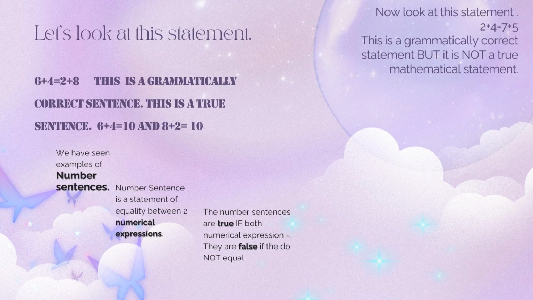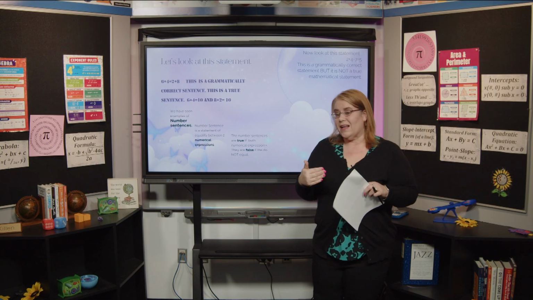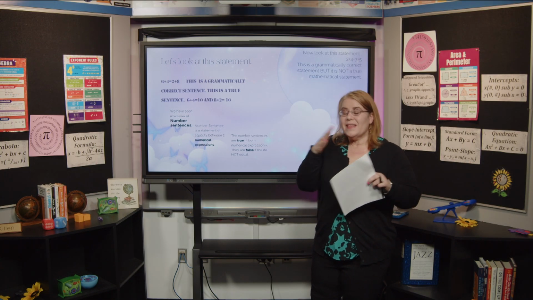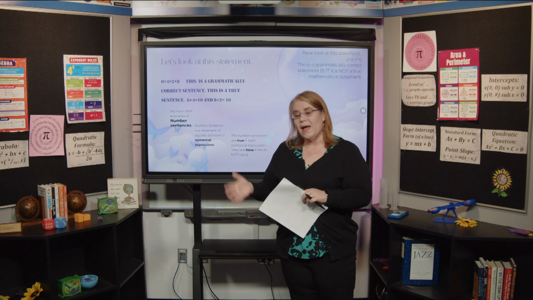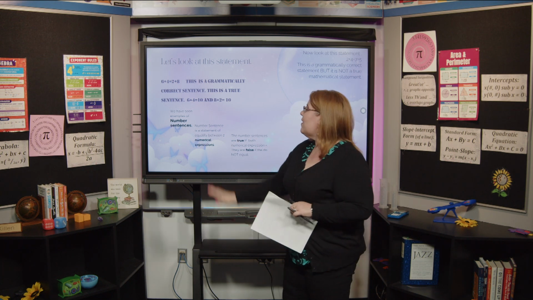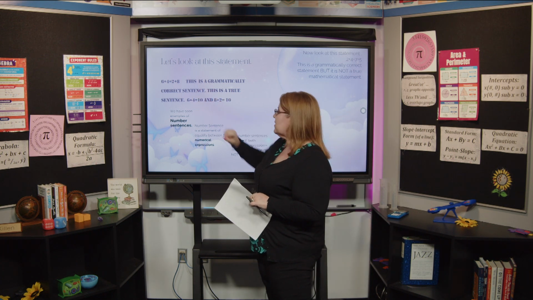So let's look at this. 6 plus 4 equals 2 plus 8. This is a grammatically correct sentence. This is true because 6 plus 4 equals 10 and 8 plus 2 equals 10. So we can say this is grammatically correct and it's a true sentence. I can say I am 6 feet 12 inches. Okay, I'm not. I'm only 5'4". So that's a sentence, yes, it's grammatically correct, but it's not a true sentence. This is a true mathematical sentence.